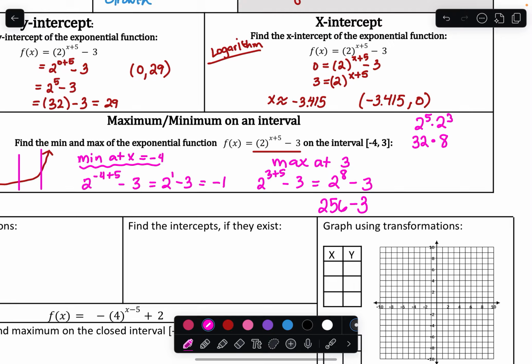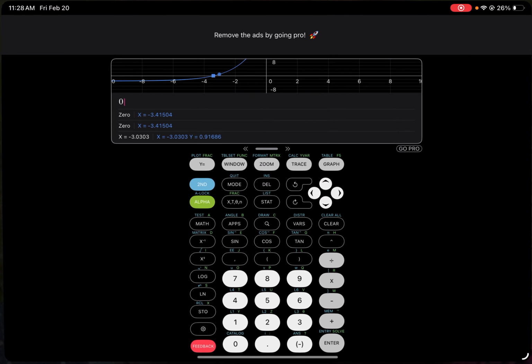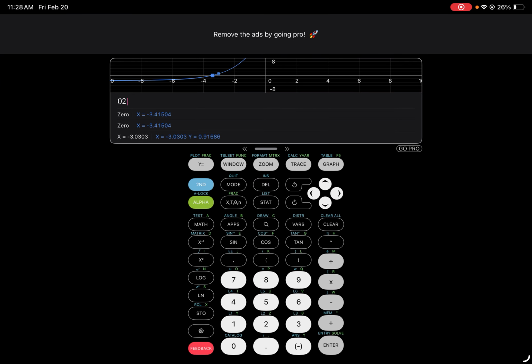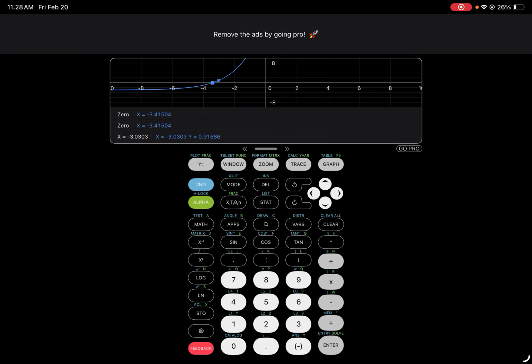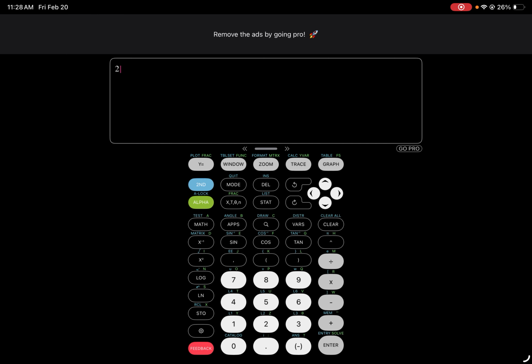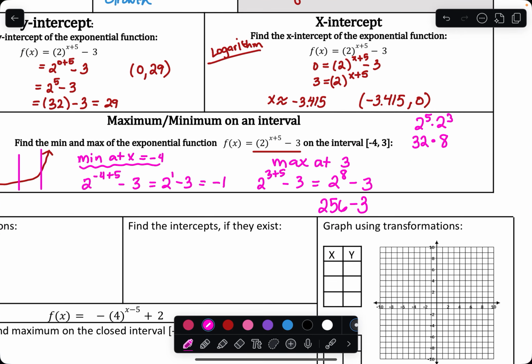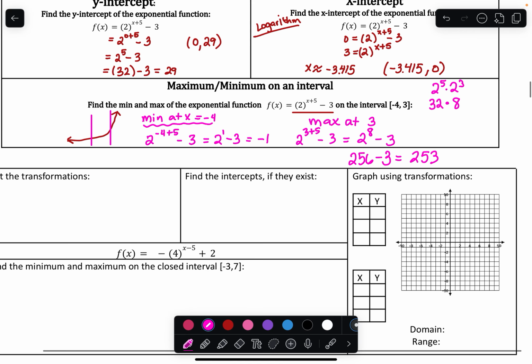minus 3. Let's go ahead and double check my math because I'm on the spot. So I want to make sure that I don't make a dumb mistake. Here we go, 2 to the 8th, and it's a miracle. I did it right. Woo! Okay, so we have a maximum at 253 and a minimum at negative 1.